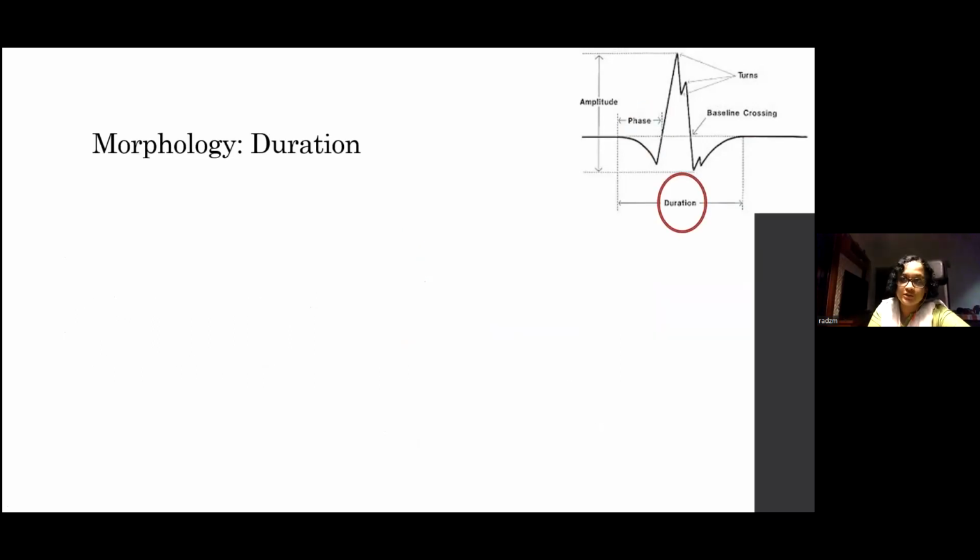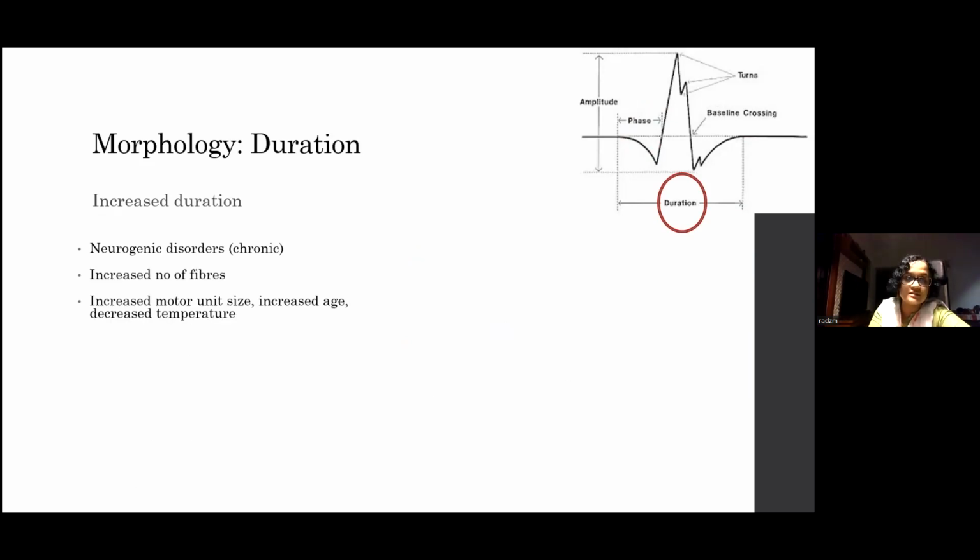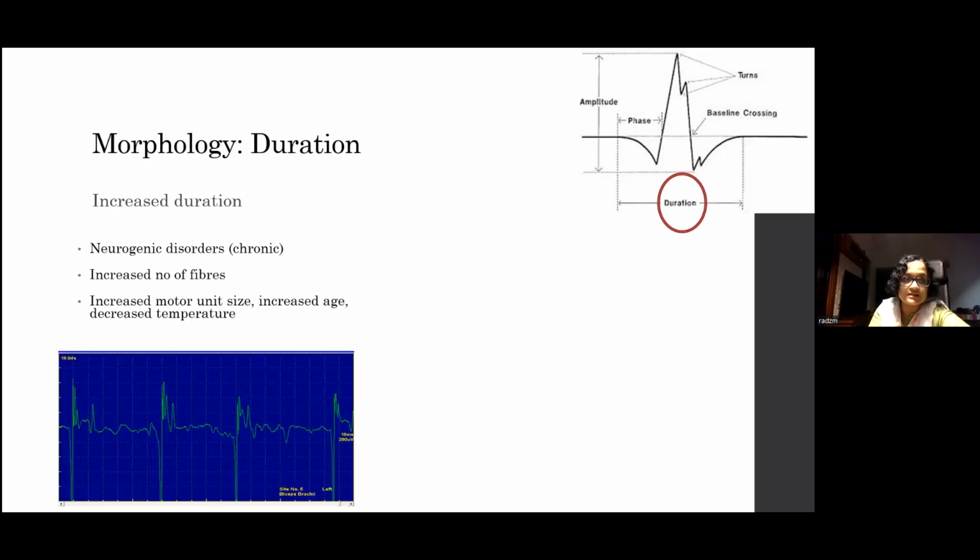Then we now talk about duration. So increased duration and reduced duration. Increased duration, along with high amplitude and polyphasia if there is reinnervation, is what you see in neurogenic disorders. That means there is an increased number of fibers, and motor unit size is increased. You can also see some level of increased duration in normal individuals who are elderly. So increased age can cause some level of increased duration, as well as decreased temperature. So if you're very cold as well, the duration tends to be a little bit more prolonged.